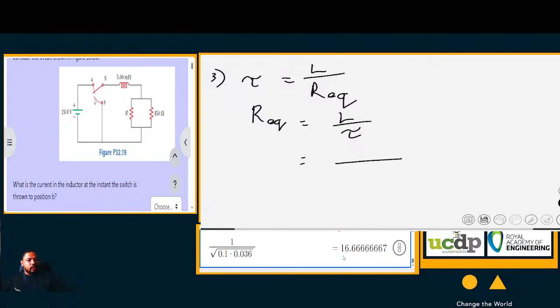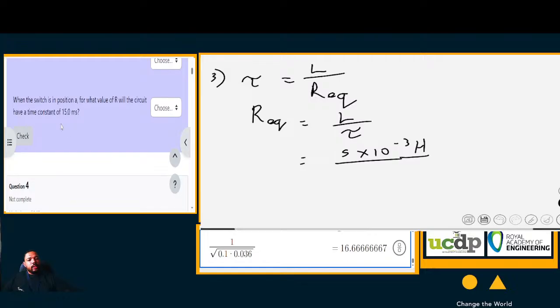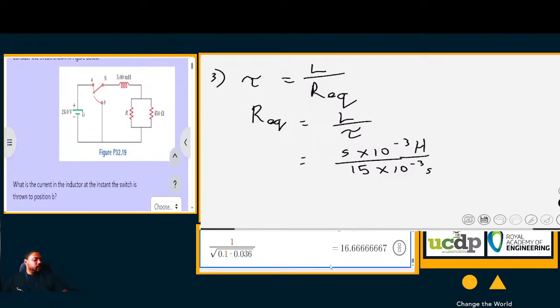The inductance in that circuit is 5 millihenry, so 5 times 10 to the negative 3 henry, divided by the time constant, which they tell us is 15 milliseconds. These questions are just swapped. This is supposed to be part A, the second part, and then the other one is supposed to be part B. 15 milliseconds, 15 times 10 to the negative 3 seconds. Okay, so henry per second would then be an ohm.